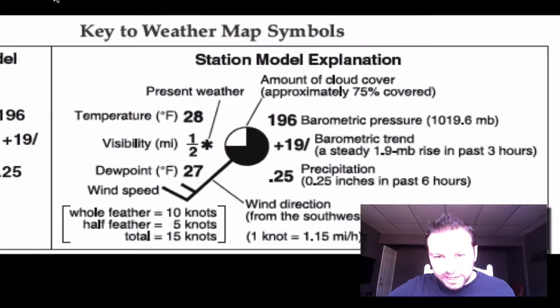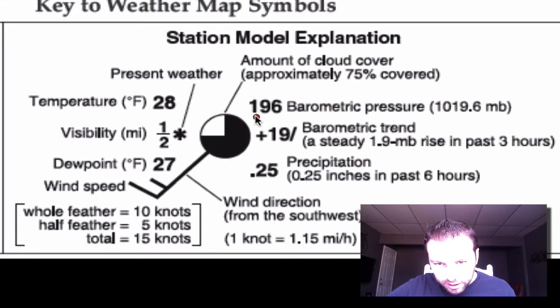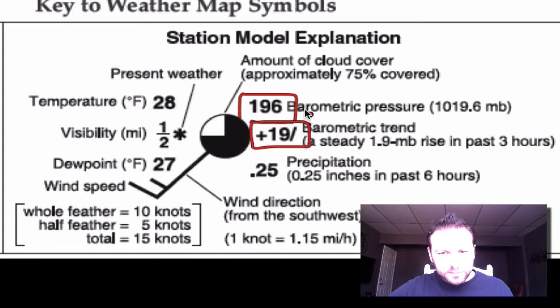What we're going to be looking at now is this section right here: barometric pressure and our barometric trend. If you remember, we use our reference table to look at barometric pressure either in millibars or in inches of mercury. So already we can start doing some conversions.